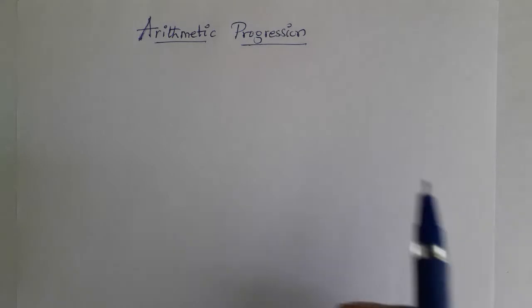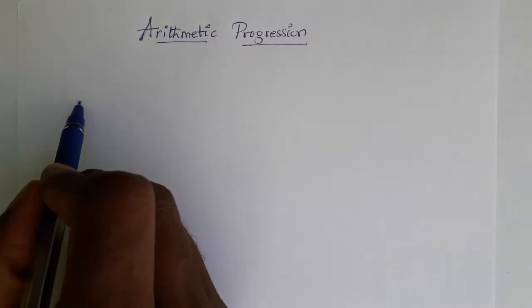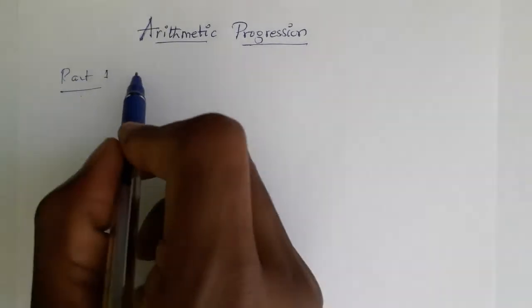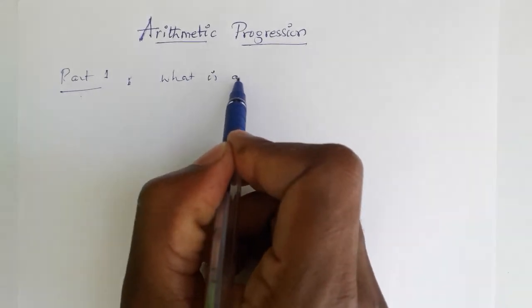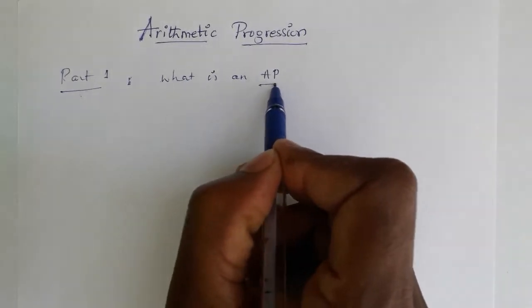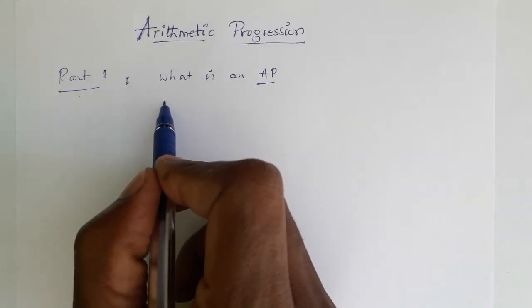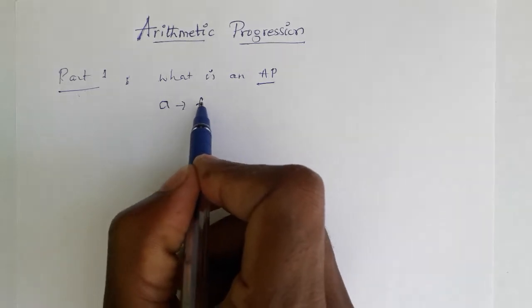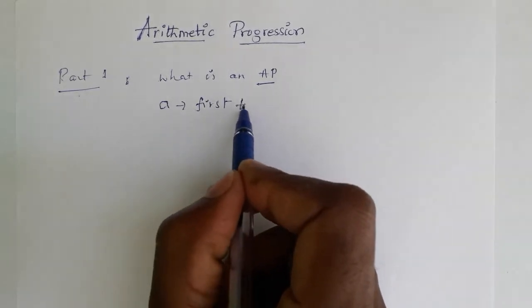My name is Vishwanath. In today's class we'll study arithmetic progression part 2. In part 1 of the same chapter we studied what an AP is, the arithmetic progression definition, as well as how to write an arithmetic progression. In that progression the first term is called by the small letter a.